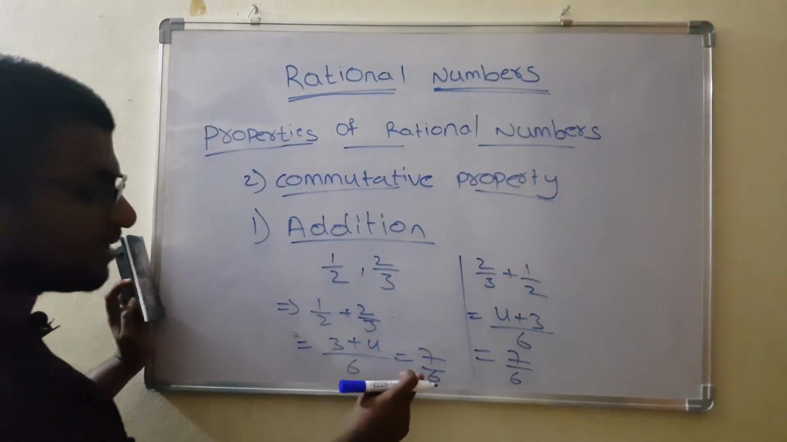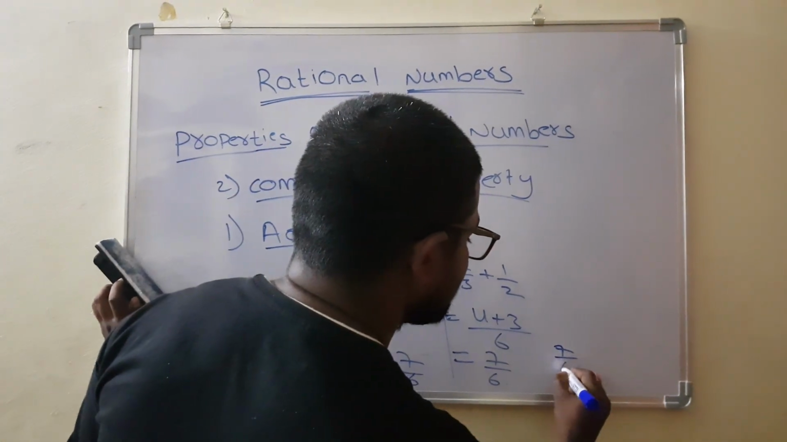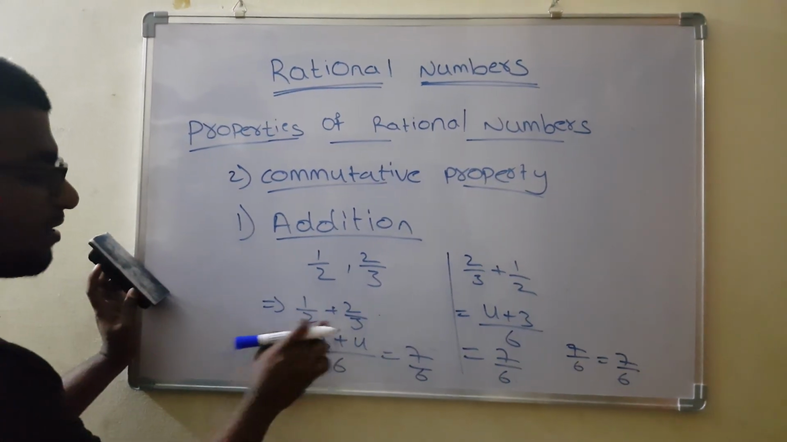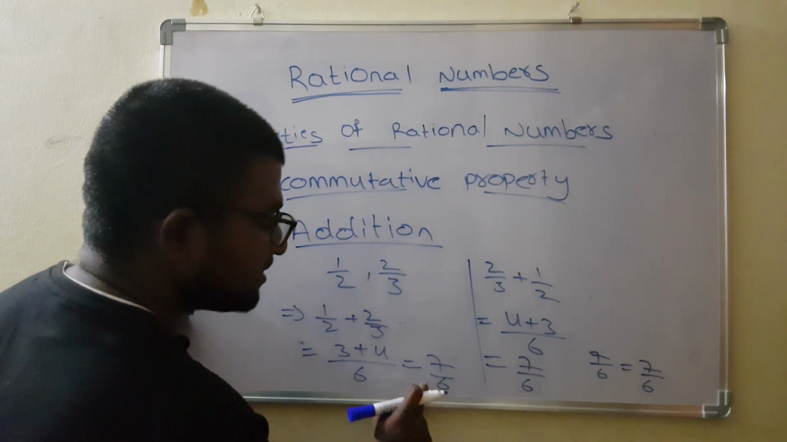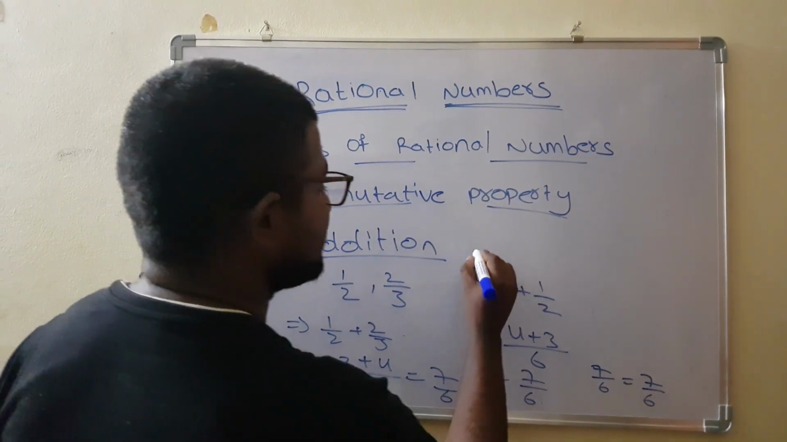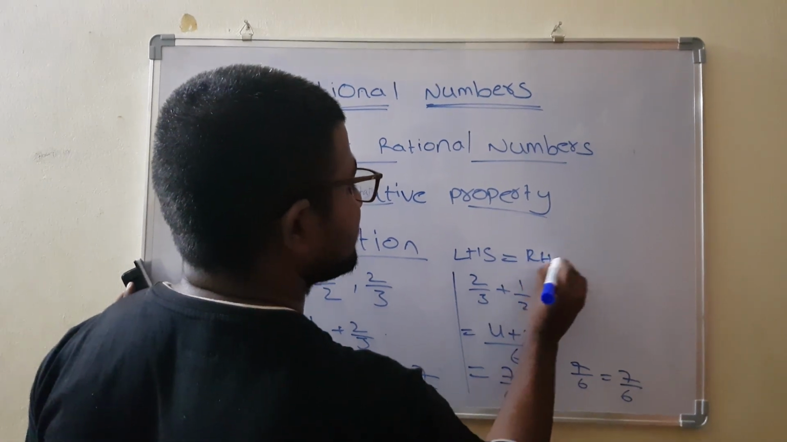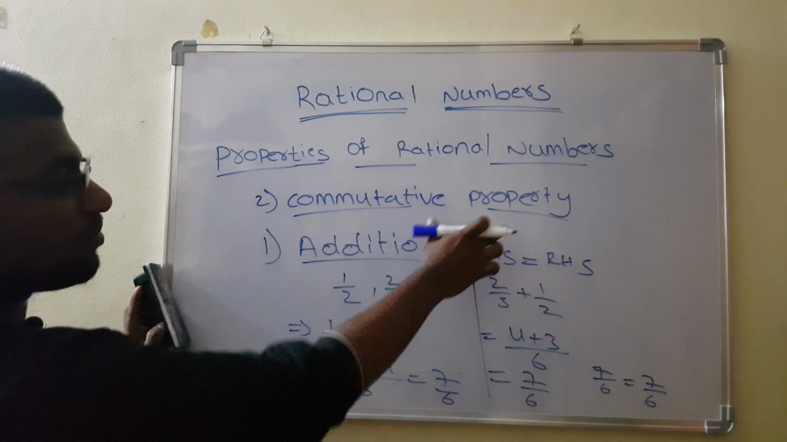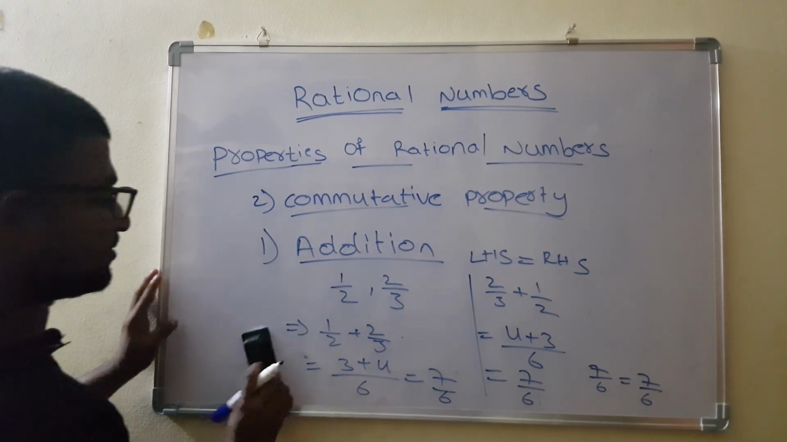What we observed here: LHS equal to RHS, that is 7 by 6 equal to 7 by 6. By changing the order of these two numbers, we get the same result at the end, 7 by 6. That is, left hand side equal to right hand side. That's why commutative property holds on addition. Next, commutative property on subtraction.